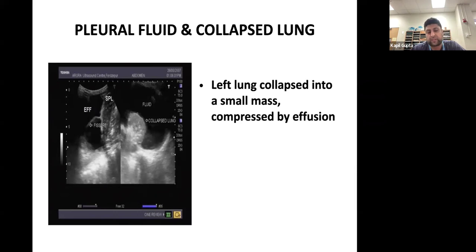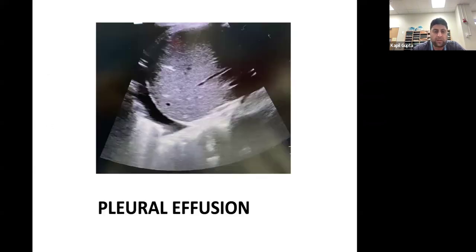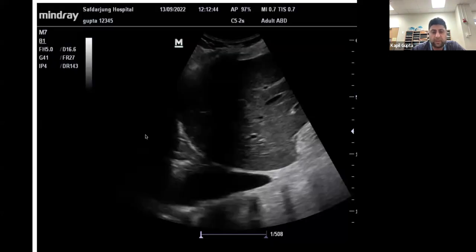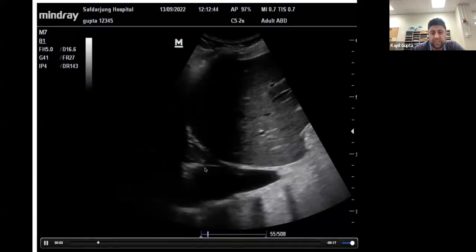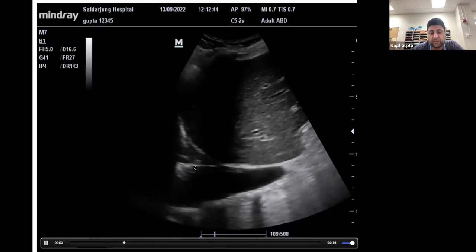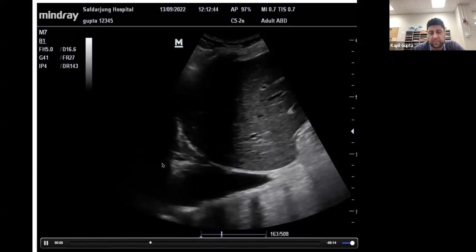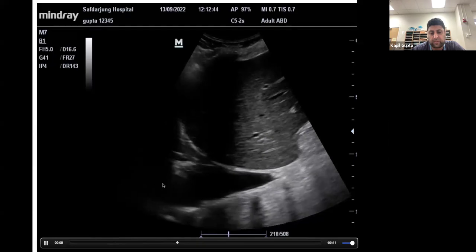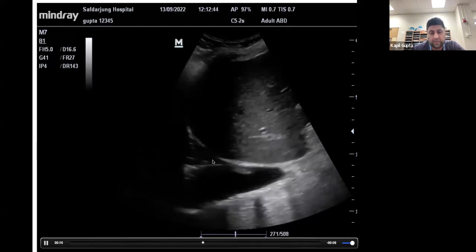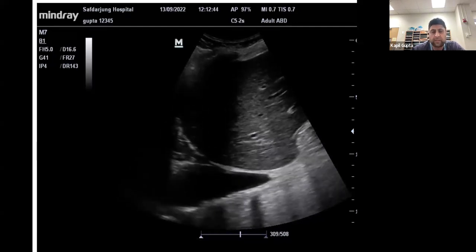Or sometimes there is a lot of fluid, like in this picture here. Pleural fluid it is so huge that it collapses the lung. So left lung is collapsed here into a small mass, and it is compressed by the effusion. Or this is another picture of pleural effusion from the ICU. And this one, you can see this is known as jellyfish sign. You can see this collapsed lung. This is the liver. This is the lung, which is collapsed here, and a lot of pleural fluid here around this. So this is again another nice picture I could take.